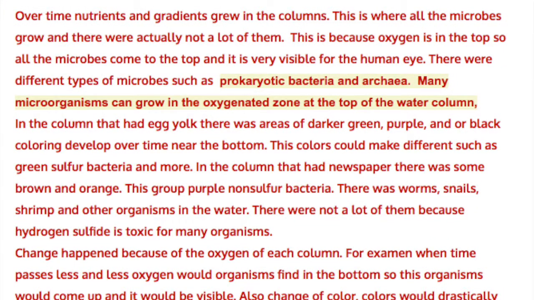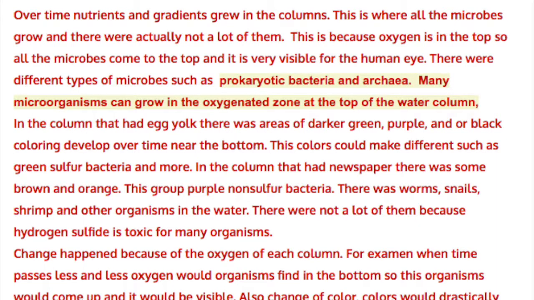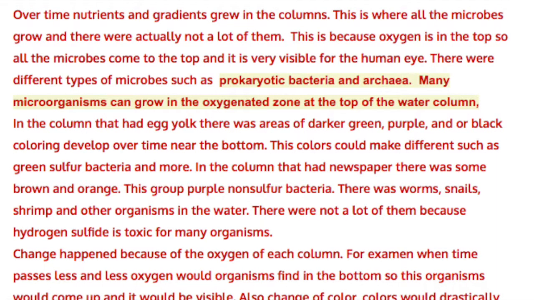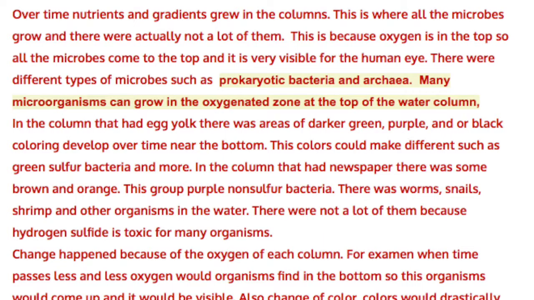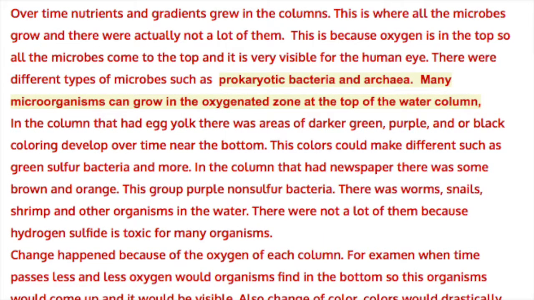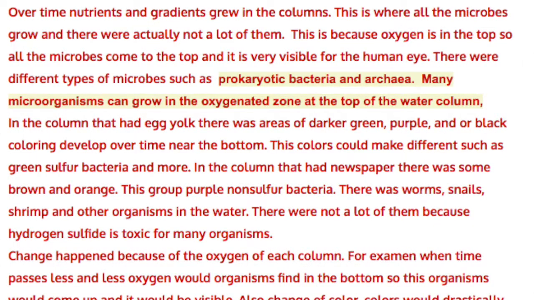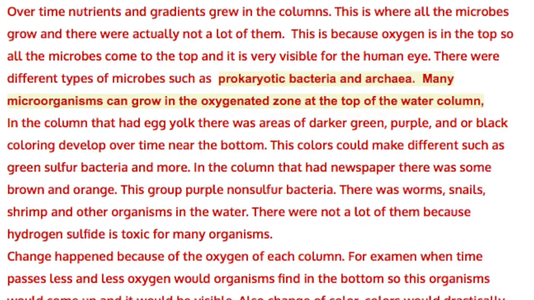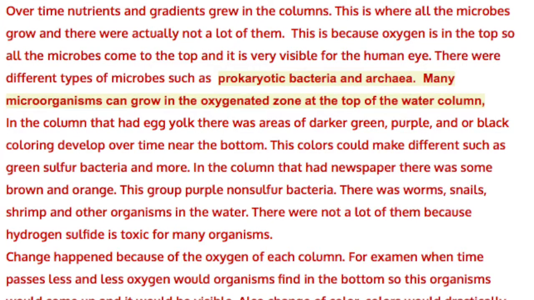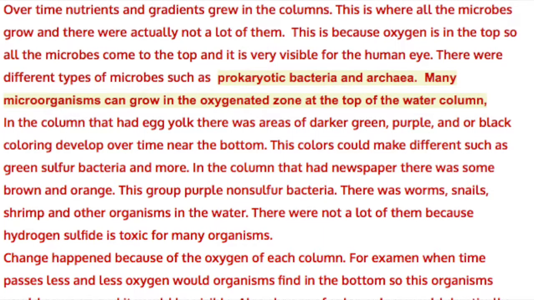Our observations and results. Over time, nutrients and gradients grew in the columns. This is where all the microbes grow, and there are actually not a lot of them. This is because oxygen is at the top, so all the microbes come to the top and are very visible to the human eye. There are different types of microbes, such as prokaryotic bacteria and archaea. Many microorganisms can grow in the oxygenated zone at the top of the water column.